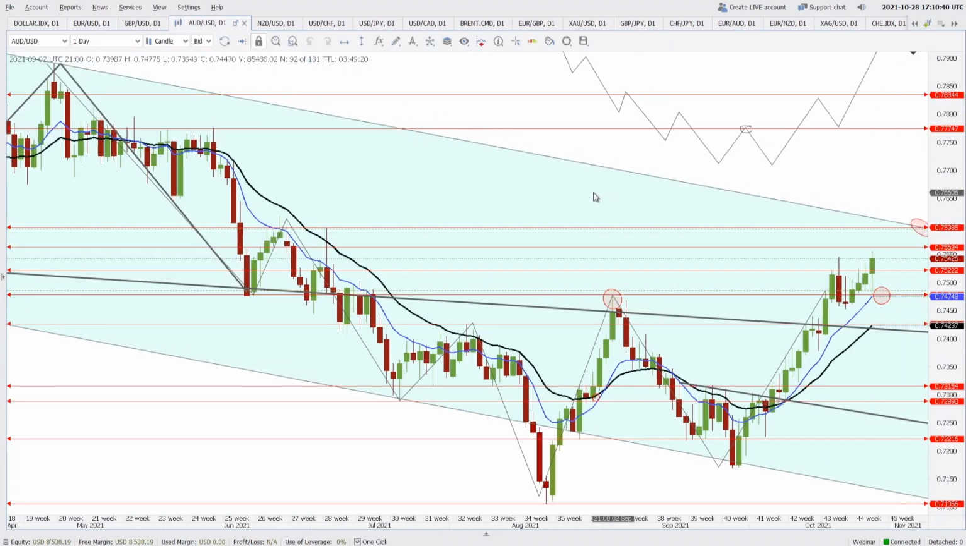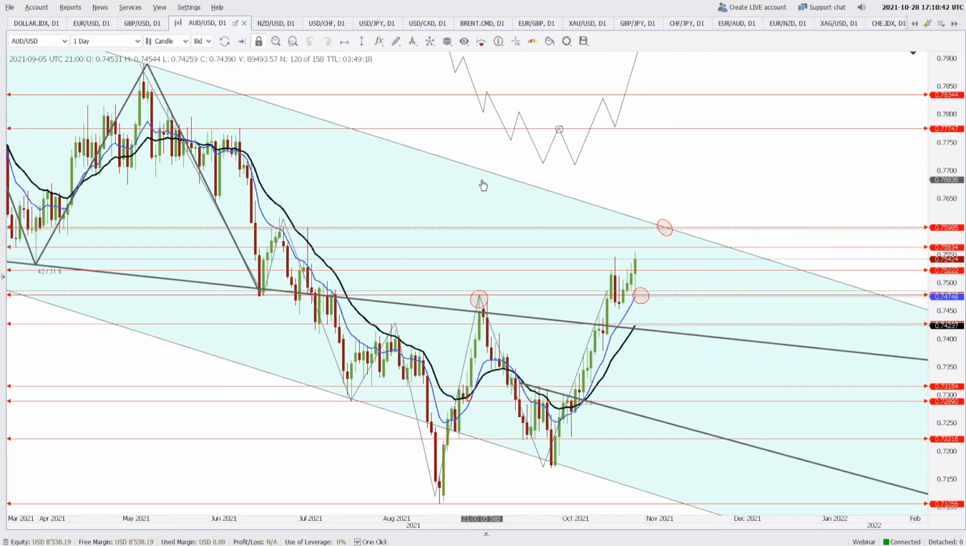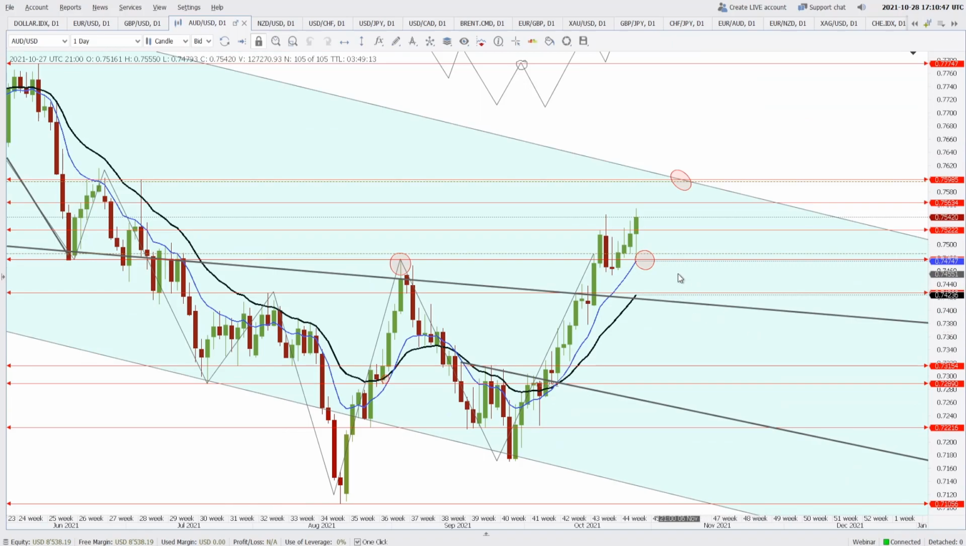Talking about the Australian dollar, no surprises here in the Australian dollar. We are bullish already here. We have marked our levels where we are going to cut the profits if we go buy.